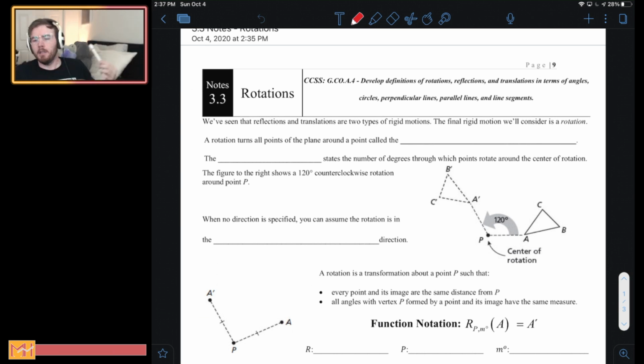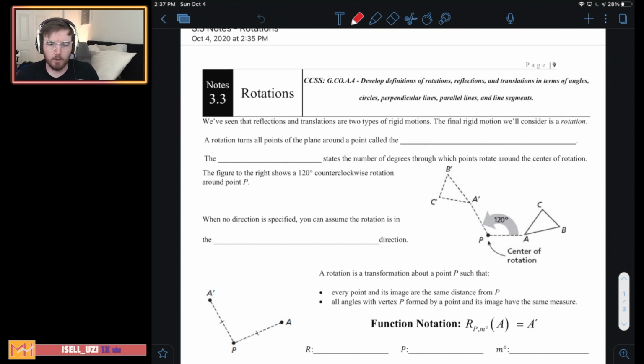All right. So, right about here is the start of the geometry notes. Welcome, welcome. It's Sunday, October 4th. We are doing the 3.3 notes. It's another transformation. We've seen reflection, which was the act of flipping. We've seen translation, which was the act of shifting around. And now we're going to see rotation, which is the act of turning the object.